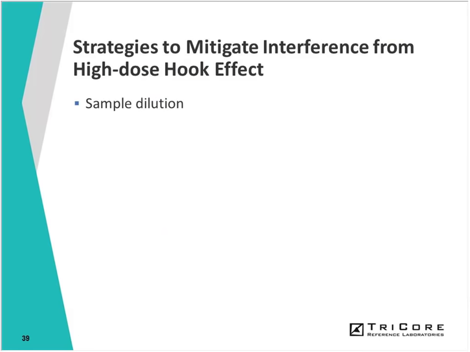When the high-dose hook effect is suspected, diluting the sample is the way to investigate. The goal is to dilute the antigen concentration into the analytical measuring range of the assay in order to produce a reliable result.